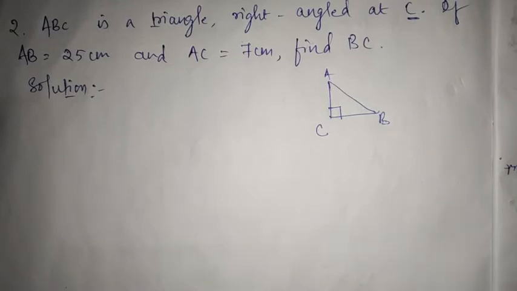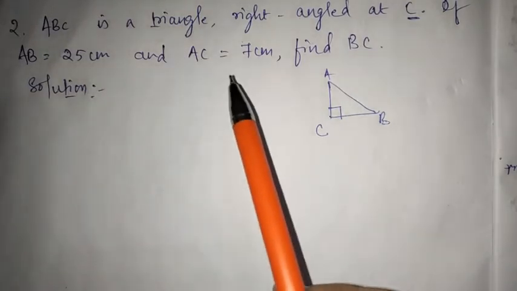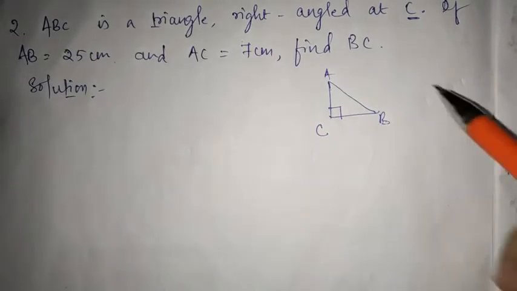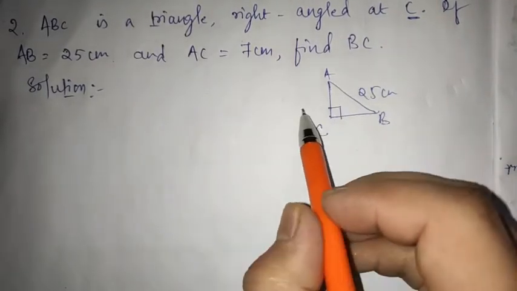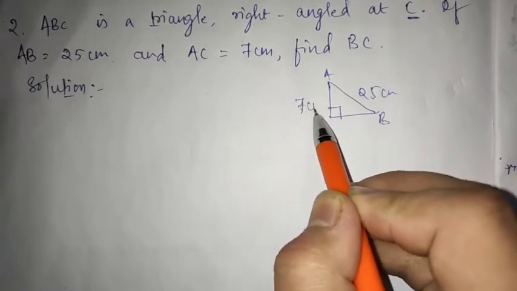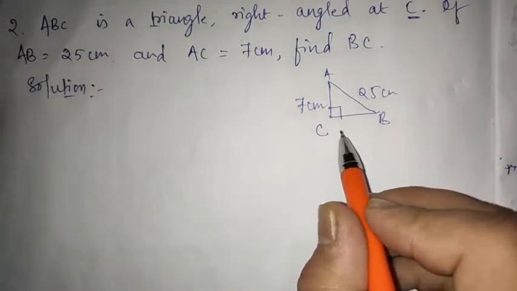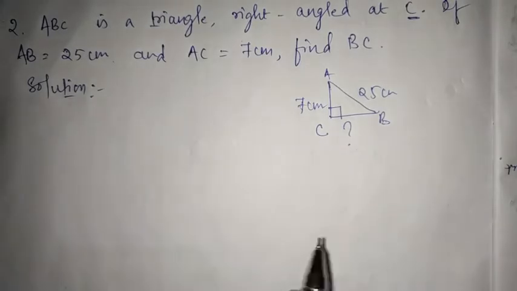So this makes your right angle triangle. Now you will tell me, what is this AB? AB means 25 given here. That is the hypotenuse. AC is given here. That is the height, which is the perpendicular, or altitude. Now you have to find the BC, that is the base.